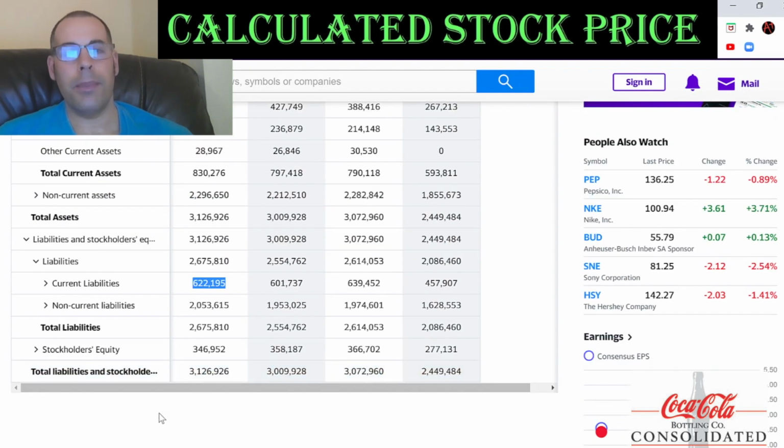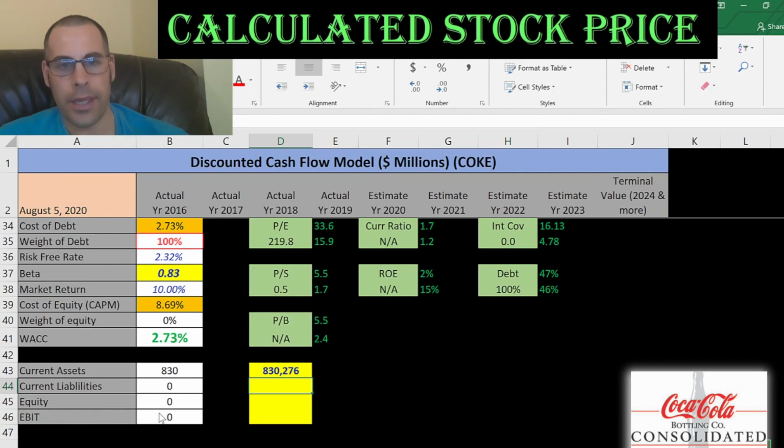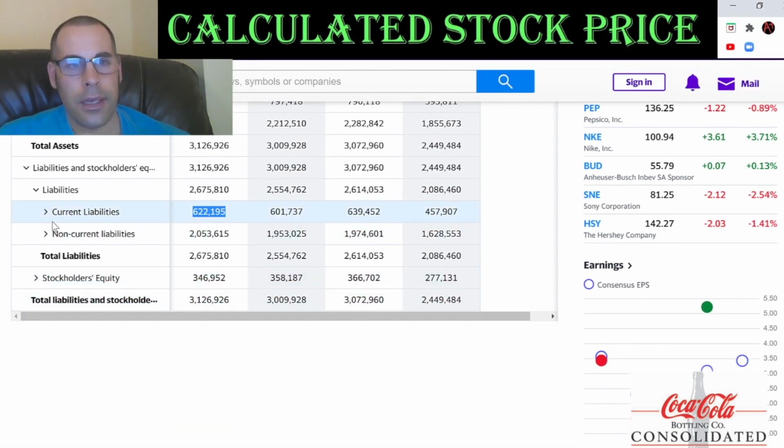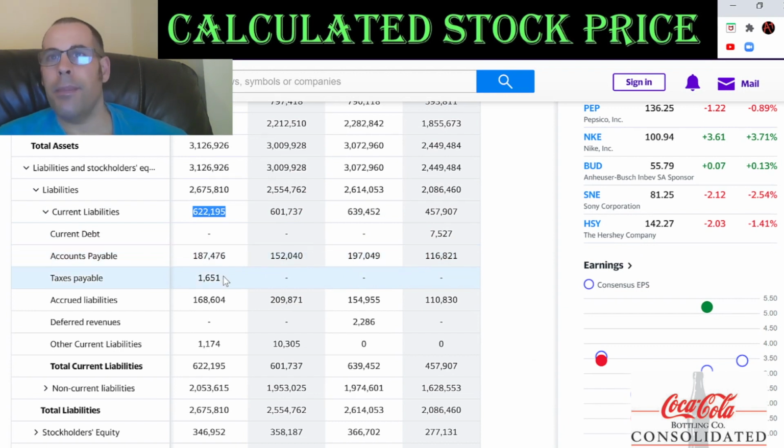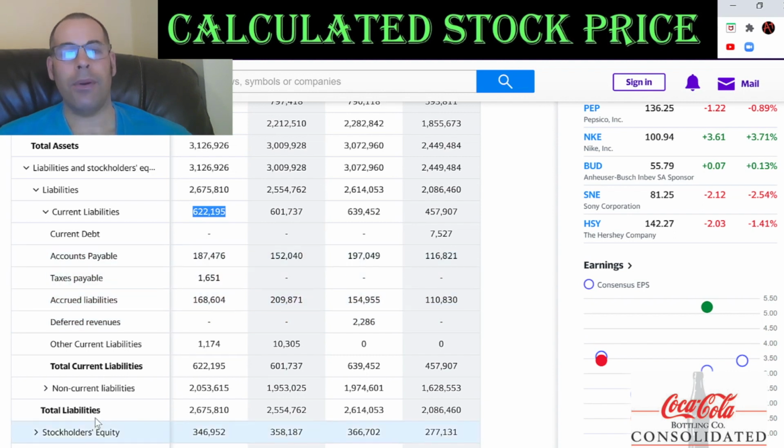We also need the current liabilities to calculate the current ratio later. That's $622 million. Let's see what that is. That's accounts payable of $187 million. Accounts payable is the money the company owes to its creditors and suppliers. Everything in current liabilities is owed within 12 months. Taxes payable is income taxes the company owes the government of $1.7 million.